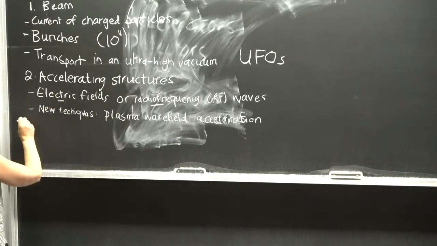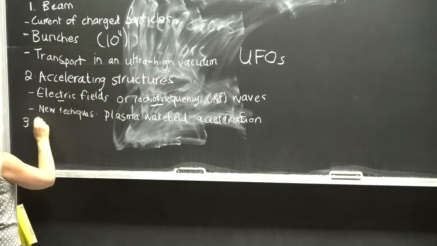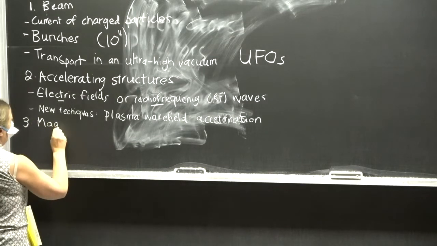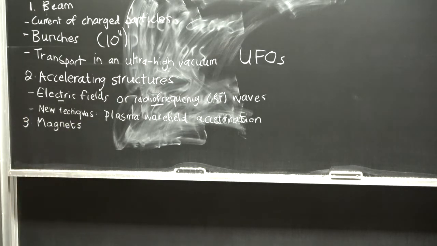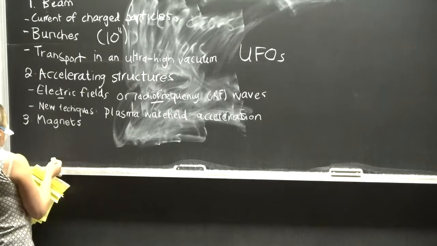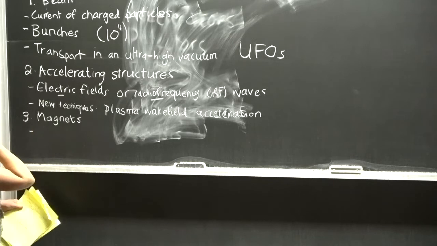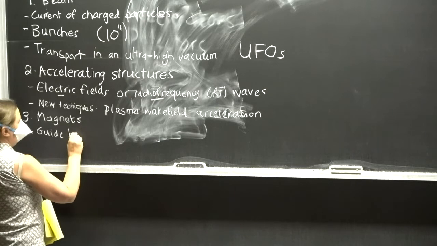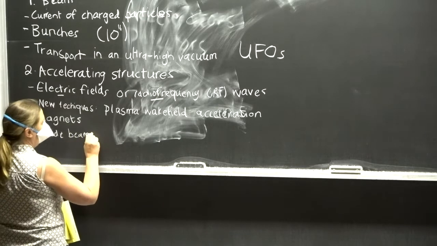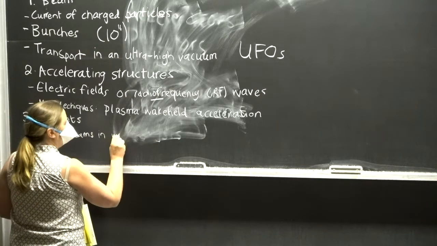So that's number two, accelerating structures. Number three, which was already mentioned, we need magnets. In some sense, magnets can sometimes be the most tricky part of building an accelerator, in the sense that this can limit your energy. And that is 100% true for the LHC. And we need magnets to be able to guide our beams in well-defined paths.